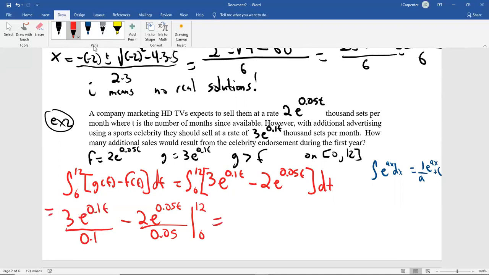Let's clean this up first. 3 divided by 0.1 is 30. Dividing by a tenth is the same as multiplying by 10. Dividing by a 20th is the same as multiplying by 20. So that's going to be a minus, well, hold on with the e term, 30 e to the 0.1t minus 40 e to the 0.05t, evaluated between 0 and 12.